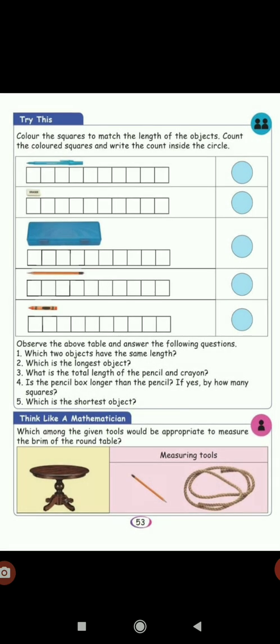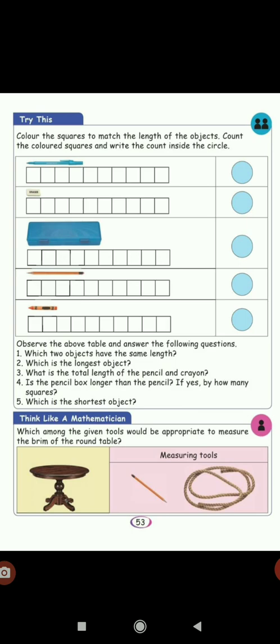Next, page number 53. Now we can match the length of the object to the squares. Okay, that is the first one, the length of the pen. The length of the pen is equal to 4 squares. See the pen length, color it in the square boxes and write it in the circle. The answer is 4 squares. So I added the number 4.